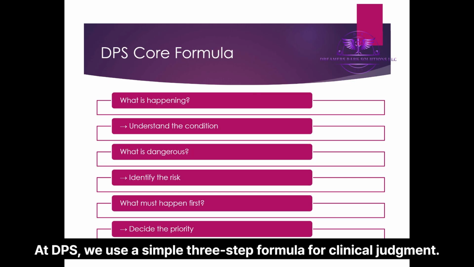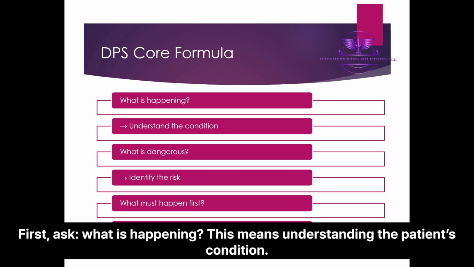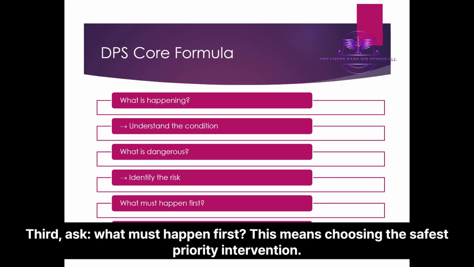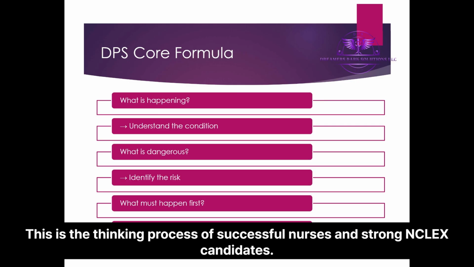At DPS, we use a simple three-step formula for clinical judgment. First, ask what is happening. This means understanding the patient's condition. Second, ask what is dangerous. This means identifying the greatest risk. Third, ask what must happen first. This means choosing the safest priority intervention. This is the thinking process of successful nurses and strong NCLEX candidates.